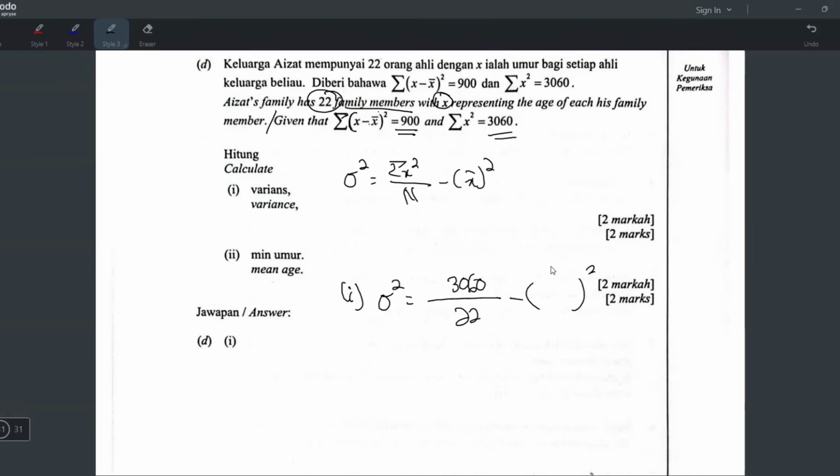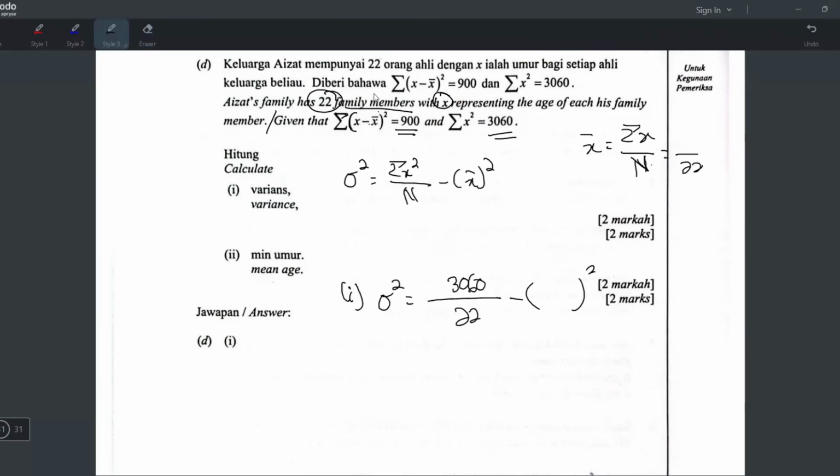Then some of you might say, but sir, you can use the mean formula, because the mean is the sum of x divided by n. Yes, but you don't have the sum of x. The n you have, 22, but the sum of x you don't have. It's not 900. No, this is different.